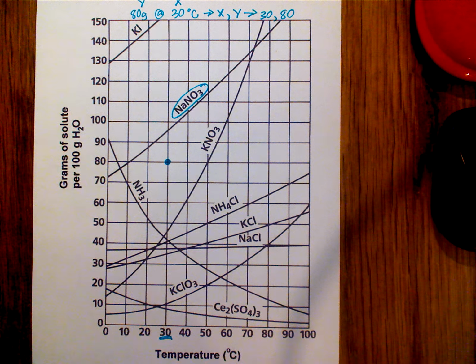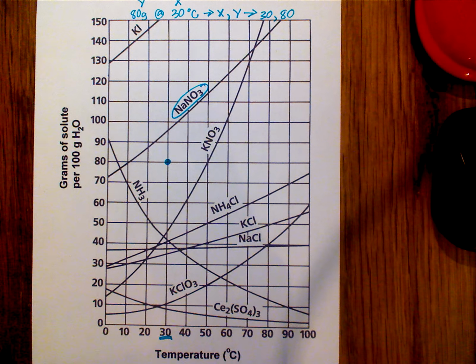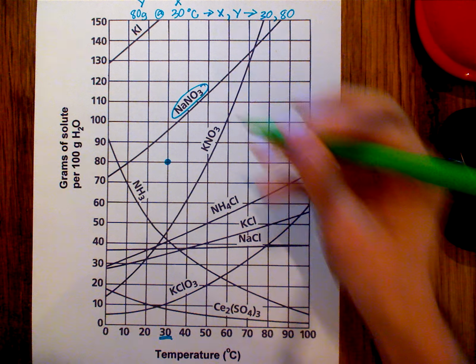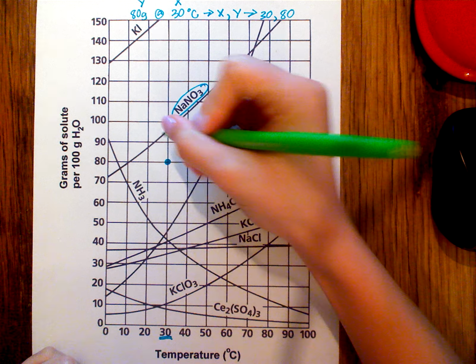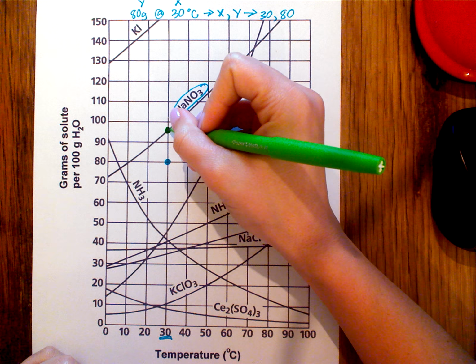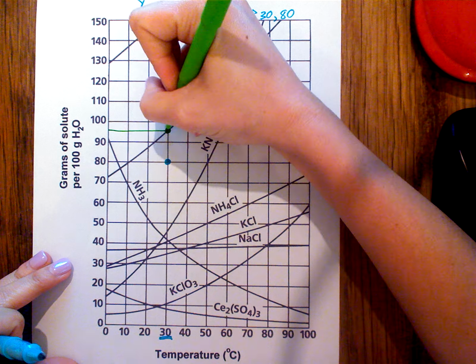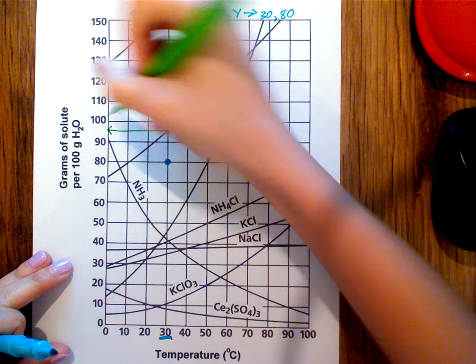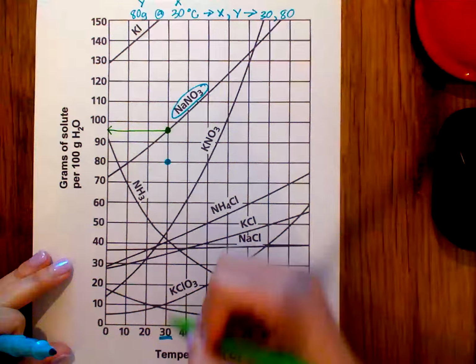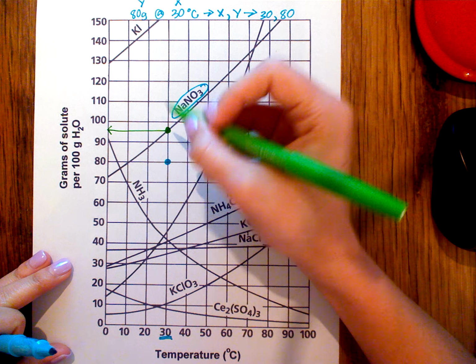As a reminder, above the line is supersaturated, below the line is unsaturated, that's where we're at, and on the line is considered saturated. So even though we're existing right now at 80 grams at 30 degrees Celsius, we want to move that point from here all the way up to exactly on the line, still staying at 30 degrees Celsius. So if we come up from 30 degrees Celsius, see where our line crosses, and come over to our y value.